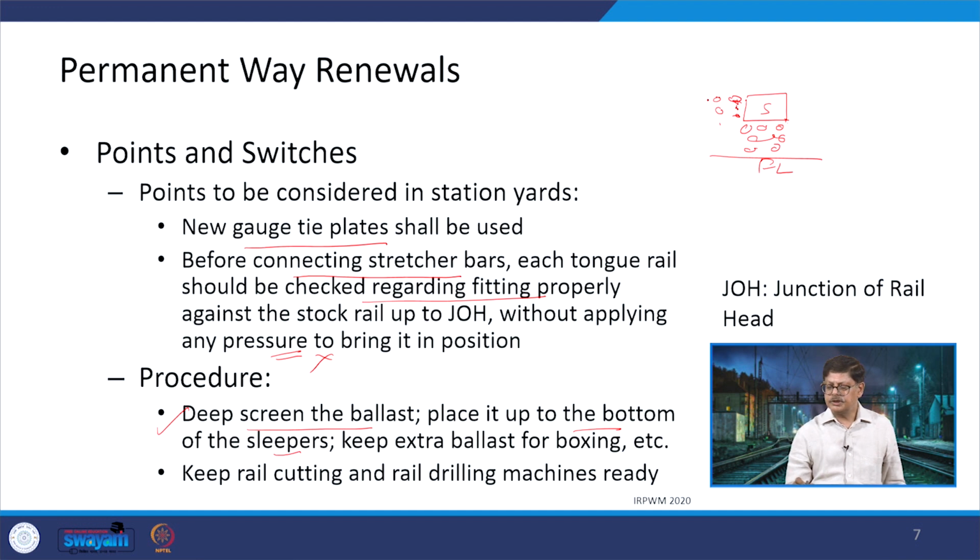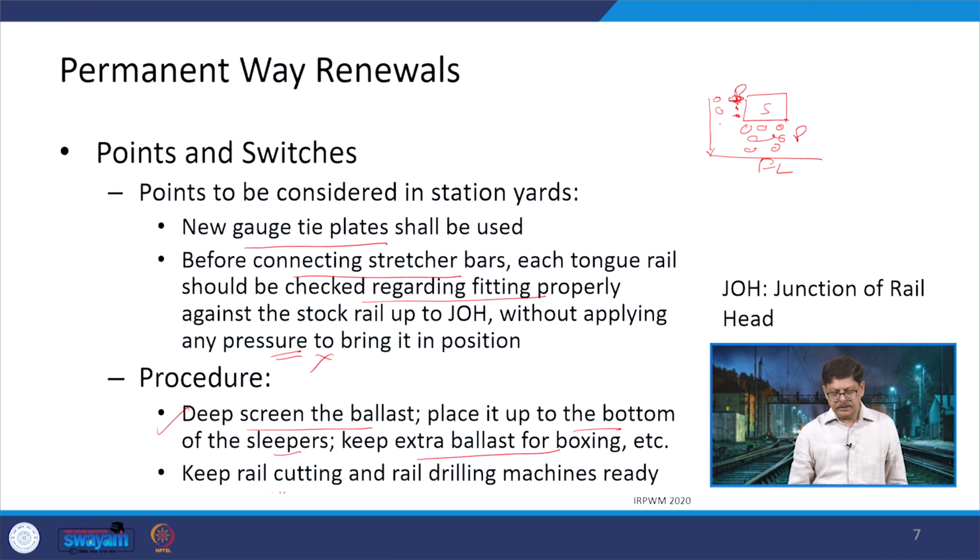So, when you are going to the deep screening, it means we are going up to the formation level, and we have to place it at the bottom of the sleepers. That means we are just packing it here and then boxing the other side. So, packing and boxing is also what we are talking about. Extra ballast is kept for the boxing.